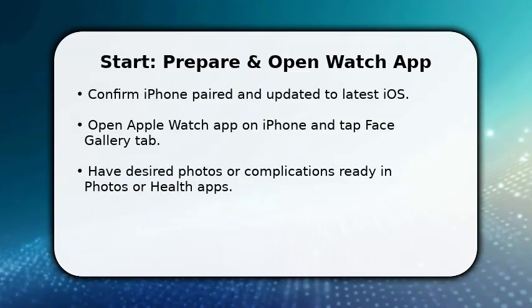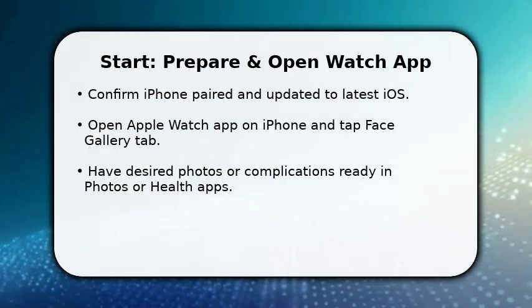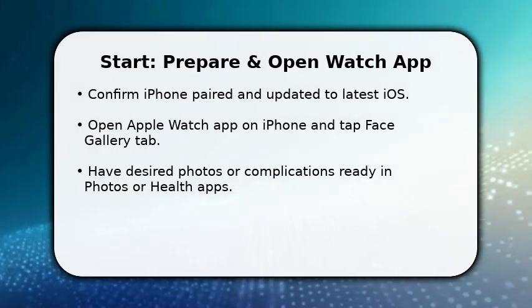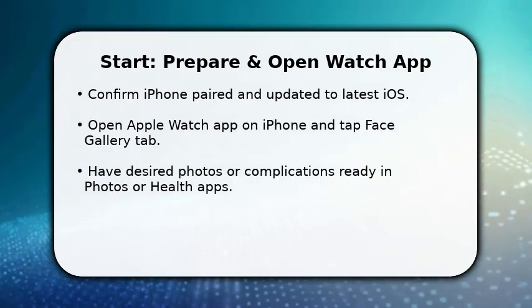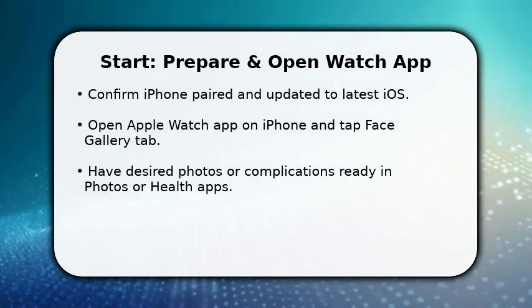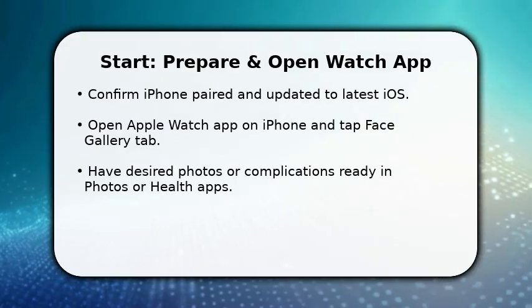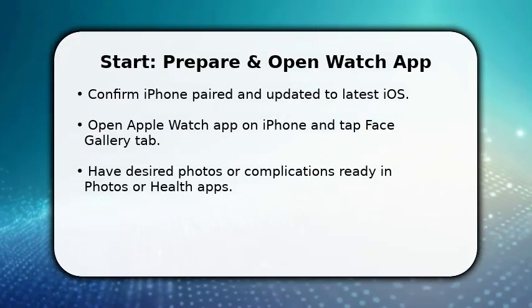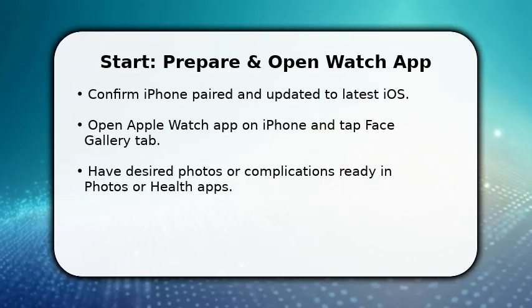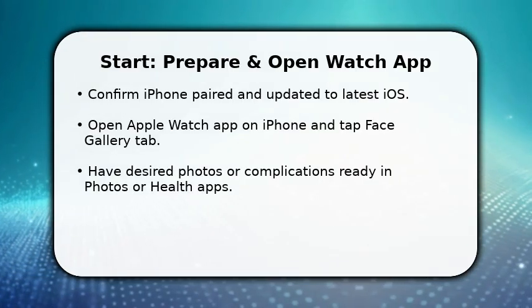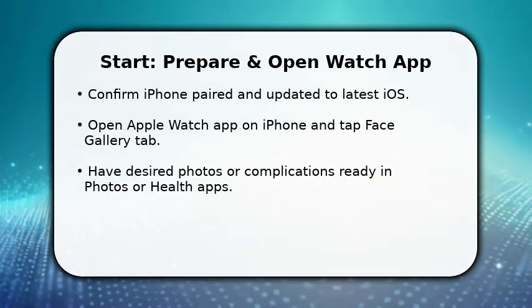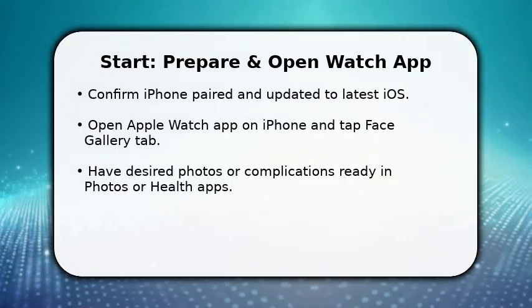You'll begin by ensuring your iPhone and Apple Watch are paired and running the latest updates. This avoids sync issues. Open the Apple Watch app on your iPhone and go straight to Face Gallery. Once there, scroll the categories and pick a base face that fits your needs. Make sure your photo album or complication sources are prepared so you can add them immediately. This saves time and cuts errors during customization.